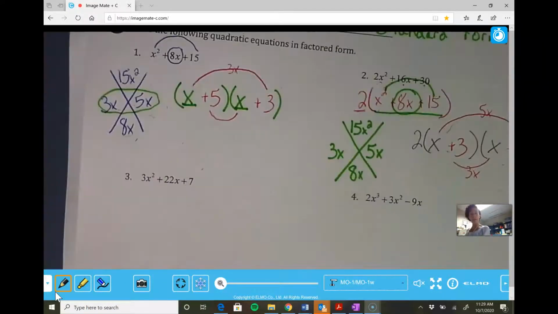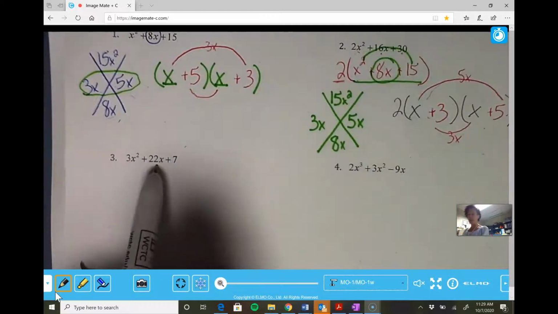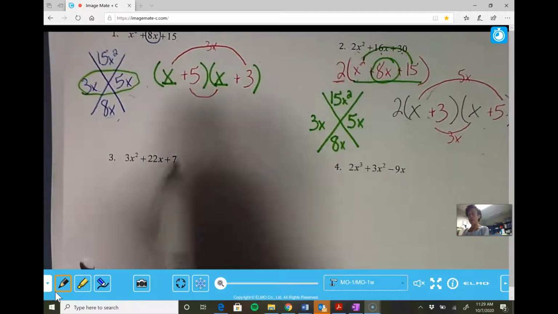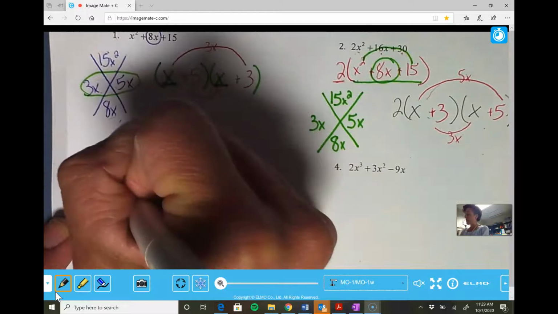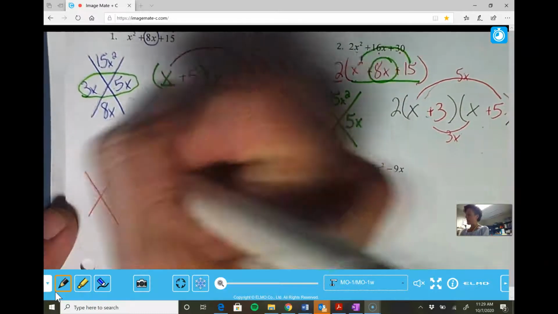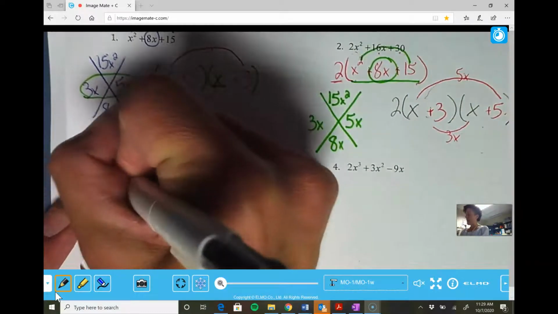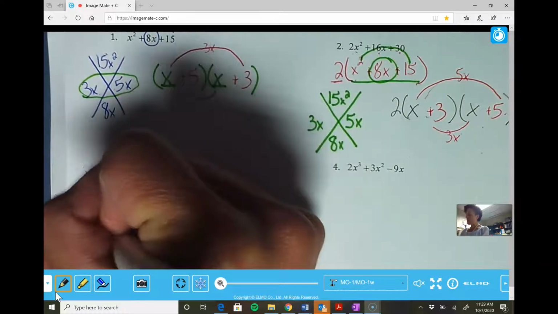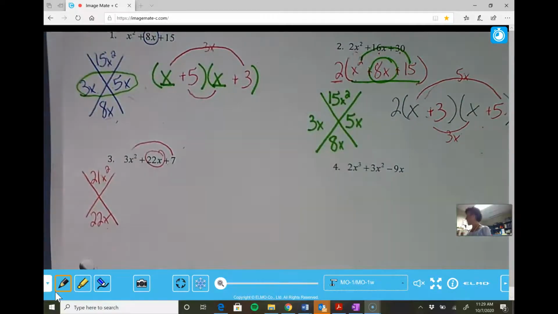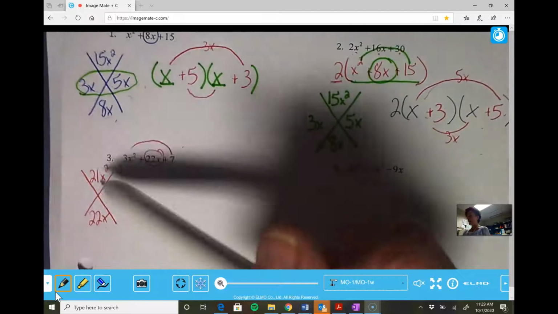All right, let's go to the next one. So the first thing I'm going to look for is a GCF. Is there something I can divide or factor out of all 3? I can't. So I'm going to make my x. I'm going to multiply those. That's 21x squared, and then the 22 is going to go on the bottom. Note all the x's that are in there. And now I need factors of 21.